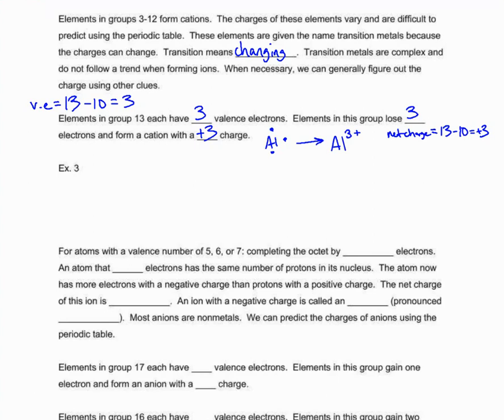So example 3, I've basically been doing this as we go along rather than just put them at the end. I'll write this in quickly. So we talked about sodium. We have in the past 11 protons, 11 electrons when it's neutral. Looks something like this. It's in group 1, has 1 valence electron, it's going to lose it. Net charge is now 11 protons minus 10 electrons, and that's plus 1. Gives us that positive 1 sodium ion.